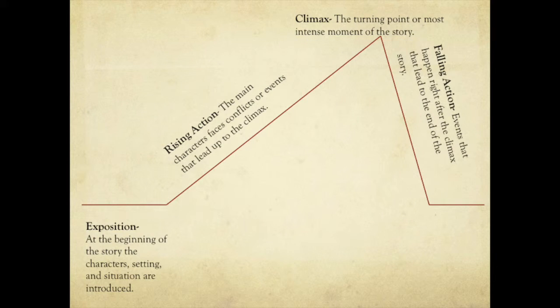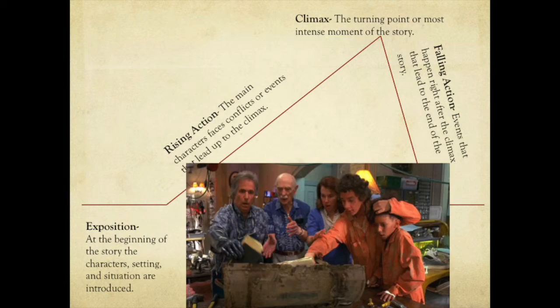The falling action is composed of the events that happen right after the climax that lead to the end of the story. The falling action of Holes occurs after the boys have found the treasure of Kissing Kate Barlow. Stanley's new lawyer comes and tells him he was innocent the whole time. Then both Stanley and Zero are sent home from Camp Green Lake.